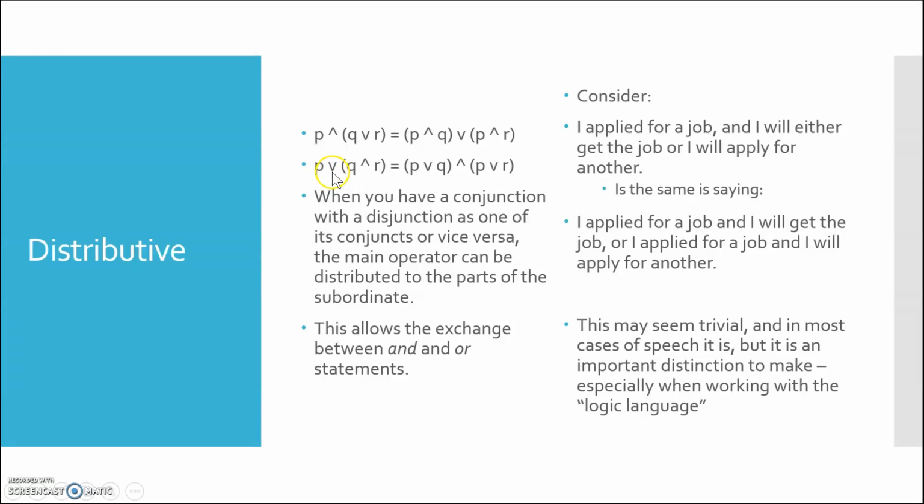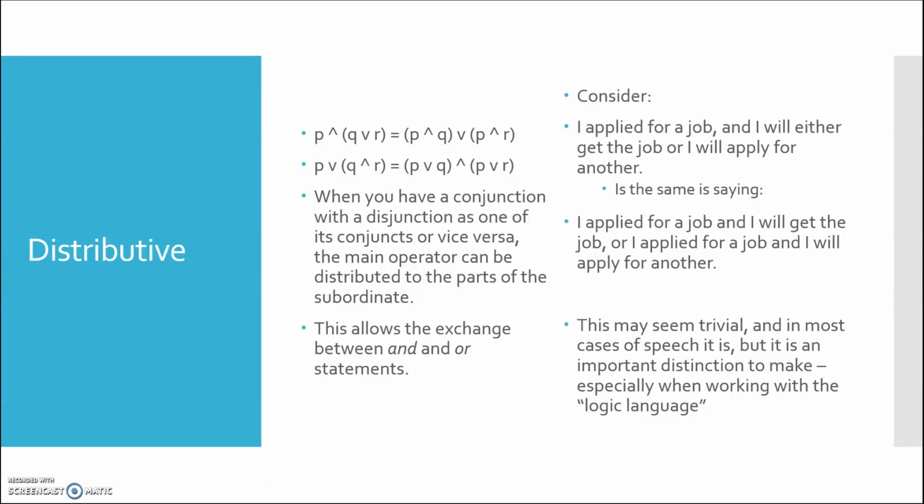P or Q and R is the same thing as saying P or Q and P or R. Here we have a more common sense rundown of this, and you'll see that it really does make sense. We don't necessarily think about these rules when we use them in speech.